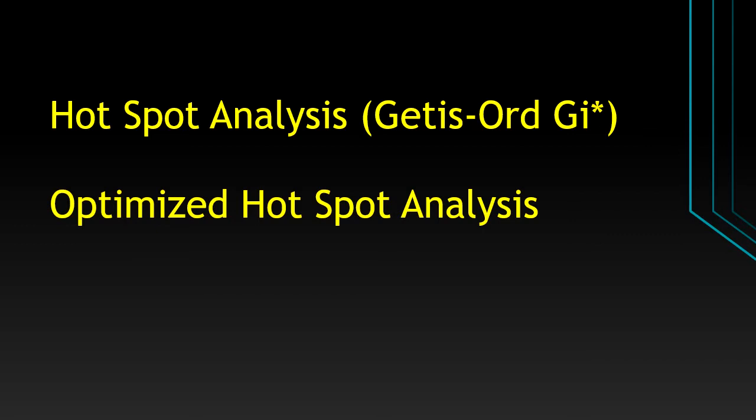There are two types of tools available in ArcGIS for hotspot analysis. One is hotspot analysis, done manually, and the second is optimized hotspot analysis. In the optimized hotspot analysis, the tool reads our data characteristics and gives us an optimized result automatically. But in hotspot analysis, we have to give the parameters manually. So let's see.